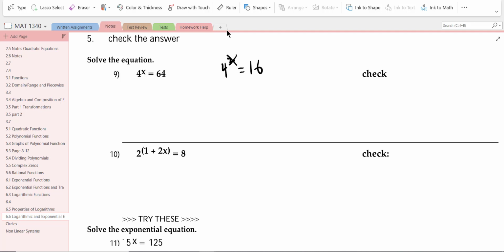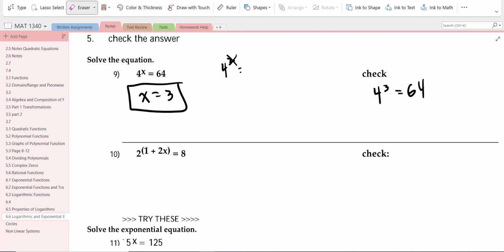Okay. So what you're going to find is if you plug in a 3, and you can use your calculator if you need to, you get 64. So you get x equals 3. You can do that in your head. I'm going to show you a strategy in case you can't do it in your head, because sometimes you can't. So here's what you can also do. This is an alternative way of doing this.